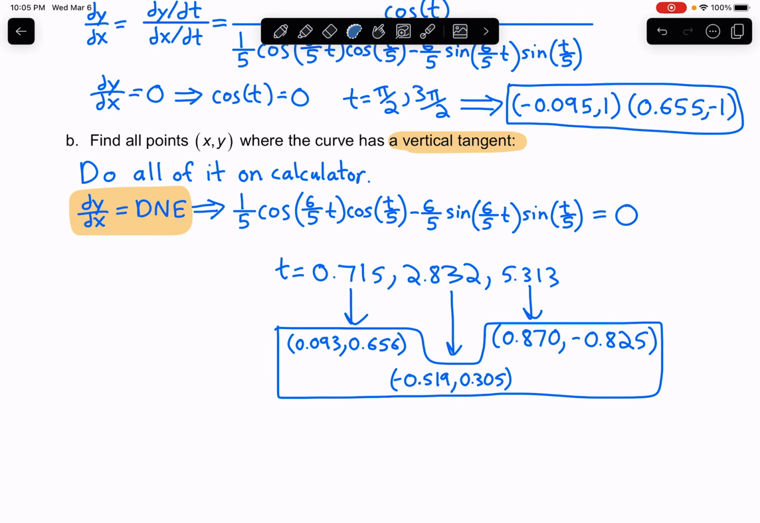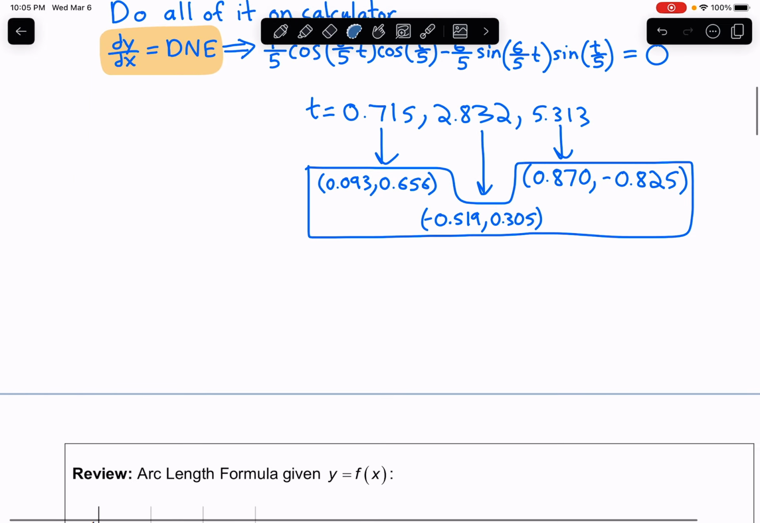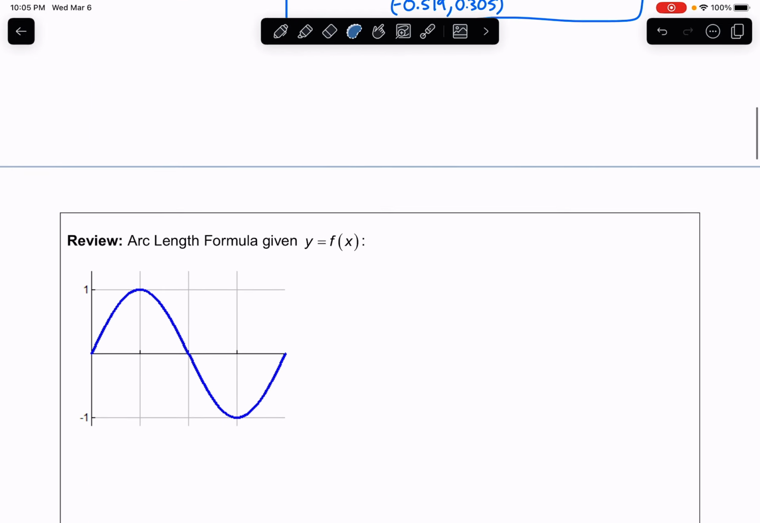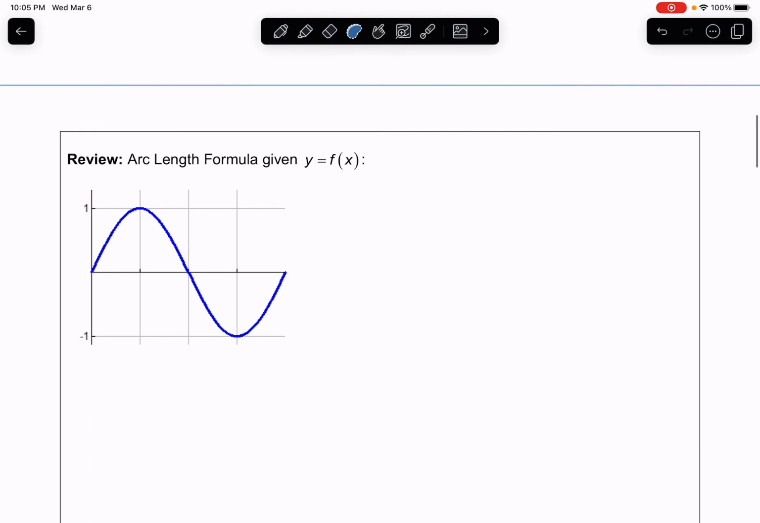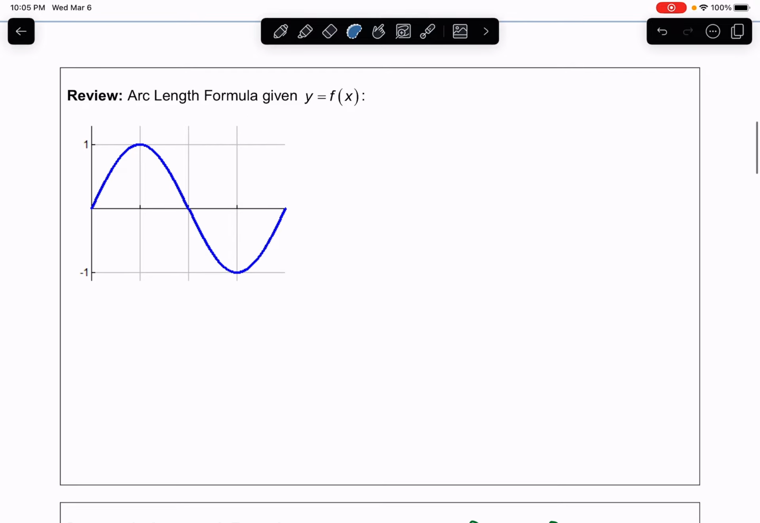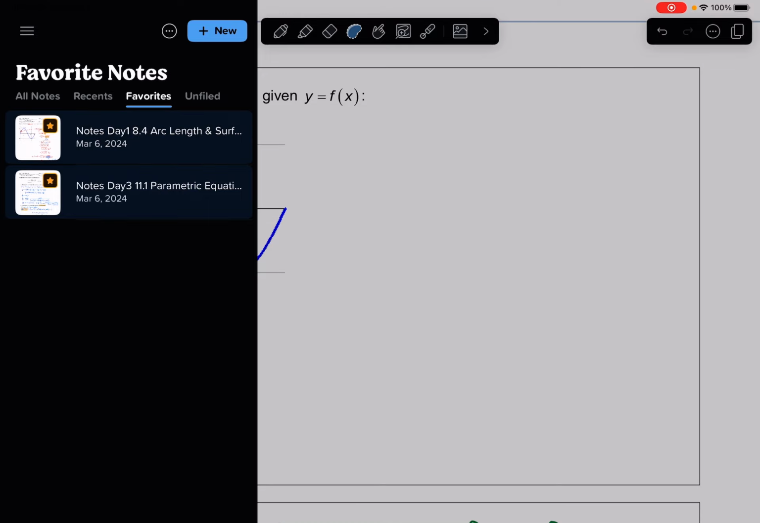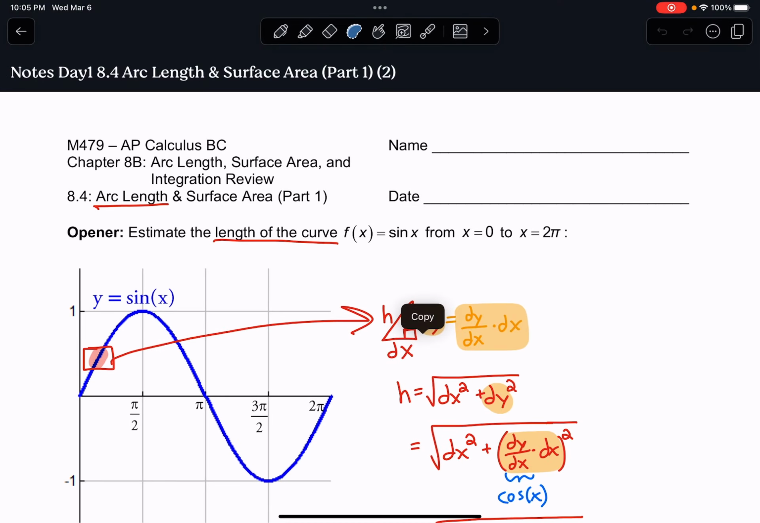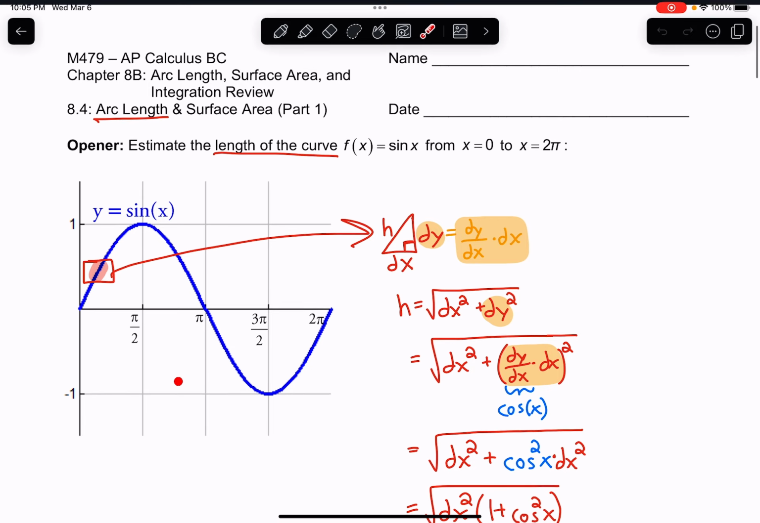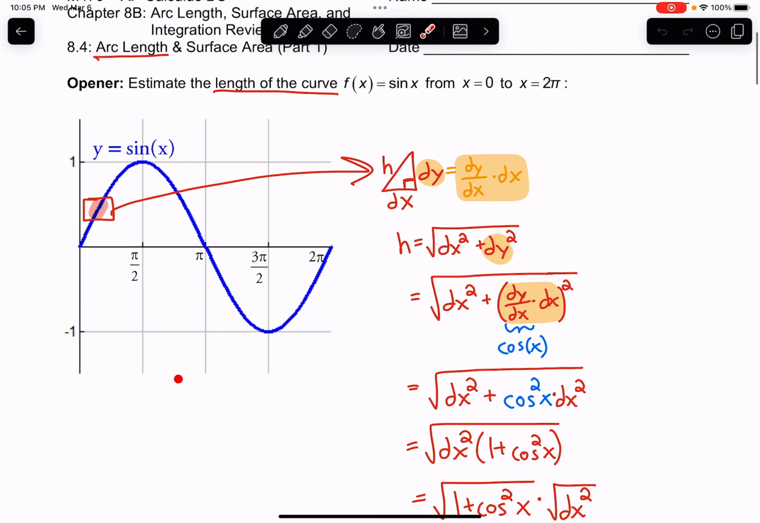Let's take a look at the new material we're going to talk about today. We're going to go back to some old formulas that we've talked about, arc length and surface area. So I'm going to take us back to an old note sheet, going back to chapter 8b. Let's take a look at the day 1 notes for arc length and surface area. We're going to start off by doing a very similar proof to what we did here to come up with the arc length formula.